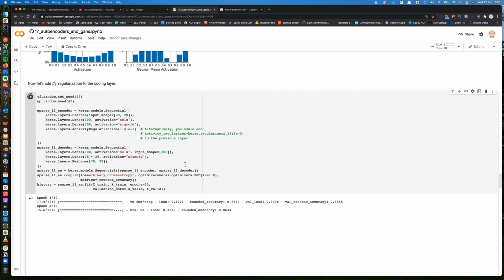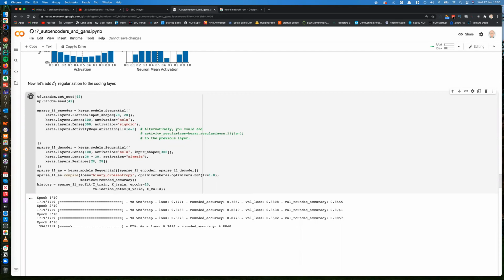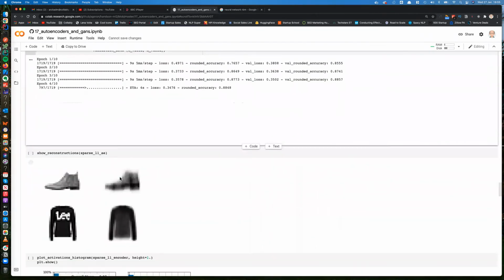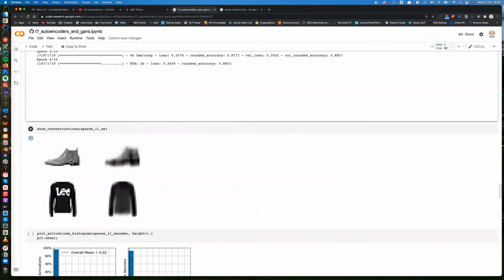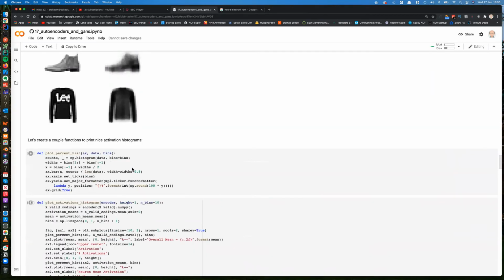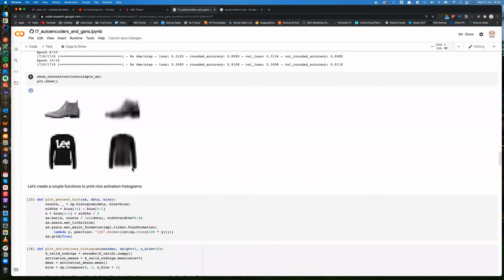And then the binary cross entropy and activity regularization in the encoder. Yeah, okay. They might have some pictures. Yeah, so it's interesting. So the reconstructions, are they better than the earlier ones? I can't tell. They look pretty similar.